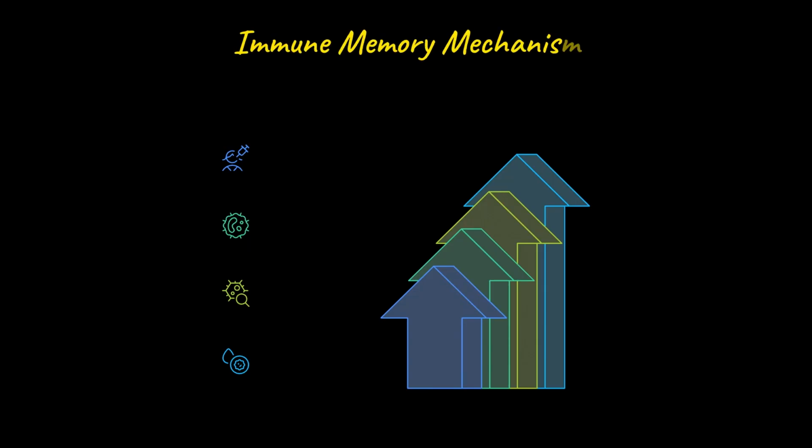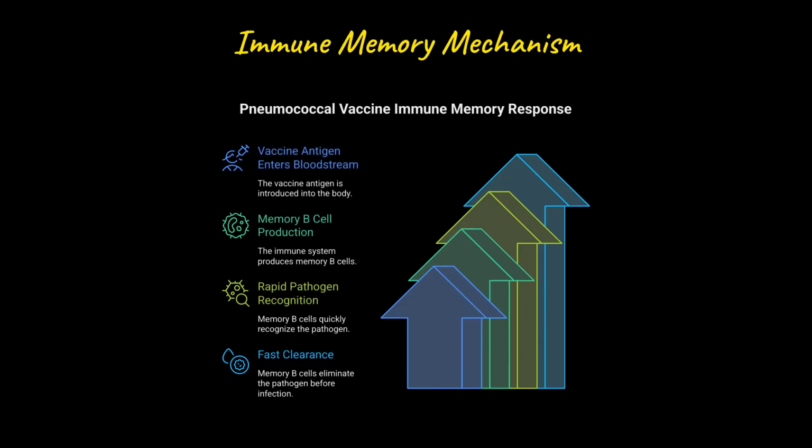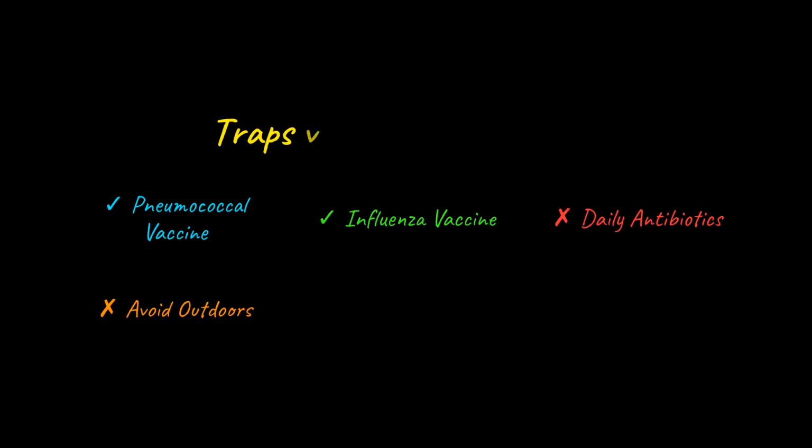The mechanism is immune memory. The vaccine presents bacterial surface antigens in a controlled way, prompting memory B cells to form. When the real organism arrives later, the immune system recognizes it within hours, not days, and clears it before it can establish infection in the lungs.